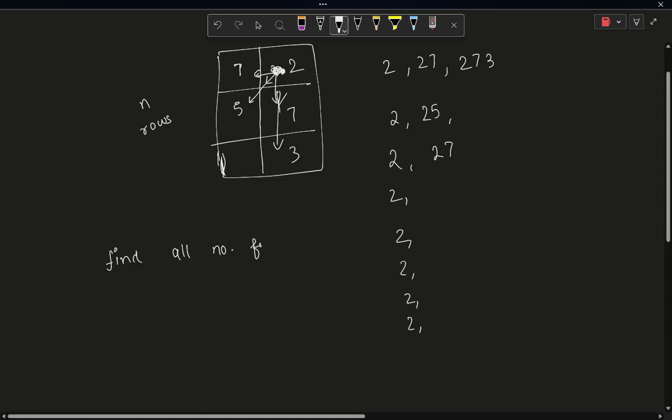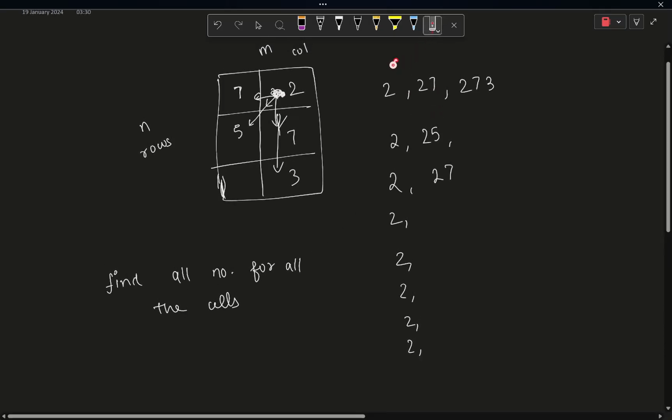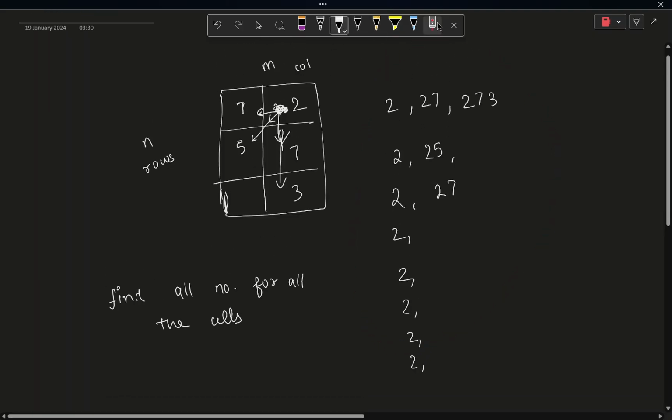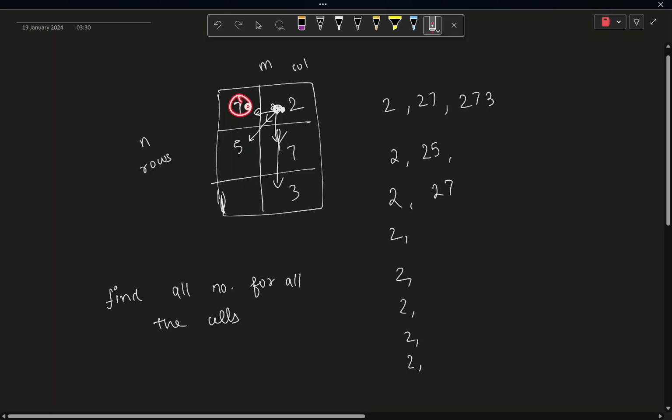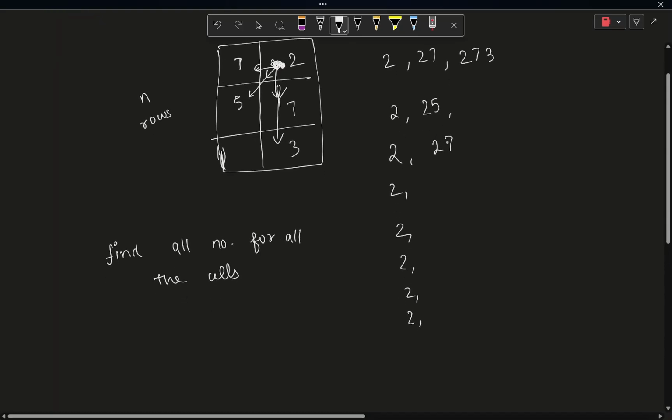Find all numbers for all these cells. Once you have got all the numbers, if you talk about the 7, it will give you 7 and 7 2, 7 and 7 5, and then 7 5, whatever number is there, if it is 1 7 5 1. Similarly 7 and 7 7, right? Something like this, you will get a lot of numbers.